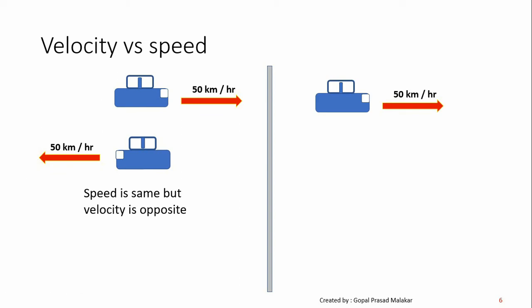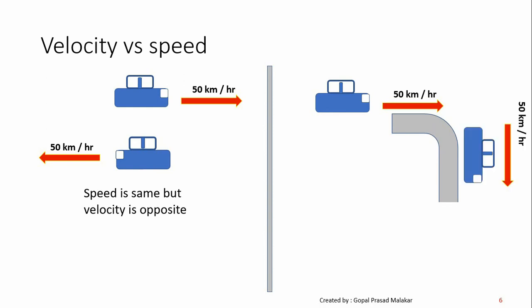Similarly, take a look here. This is a car traveling at 50 km per hour and it takes a 90-degree turn on the road. The magnitude is the same, 50-50, but the direction has changed. So even though the speed is the same, the velocity is not the same. It has changed by 90 degrees.